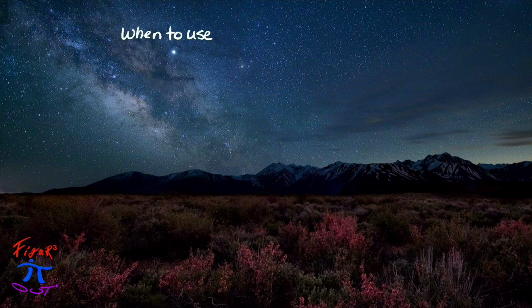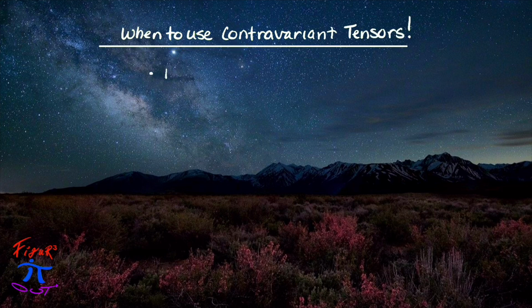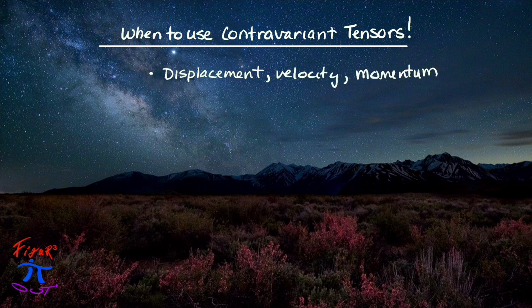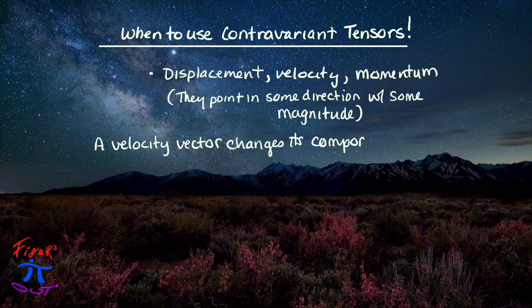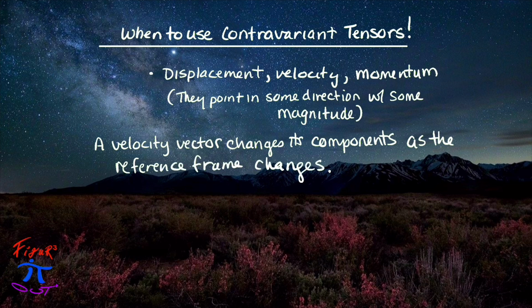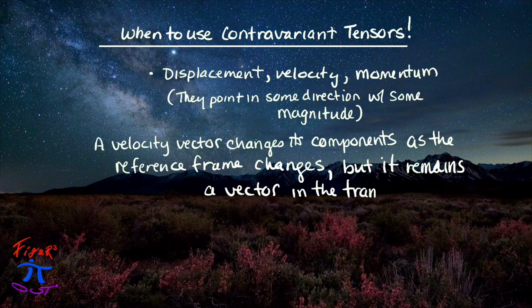So when is it appropriate to use contravariant tensors? Again, the thought here is anything that deals with displacements, or velocities, or momentums. They point in some direction with some magnitude. A velocity vector changes its components as the reference frame changes, but even still it remains a vector in the transformed coordinate frame.